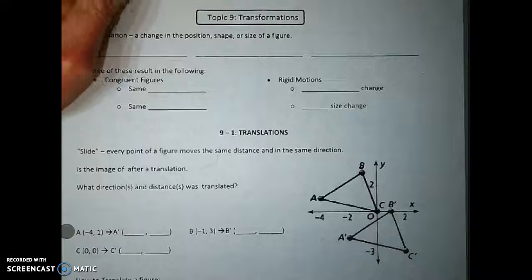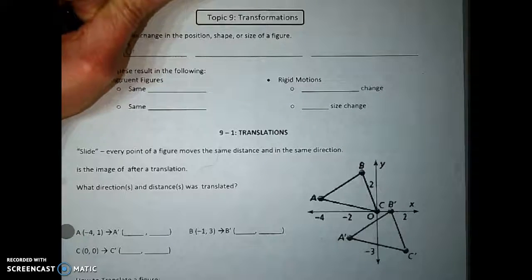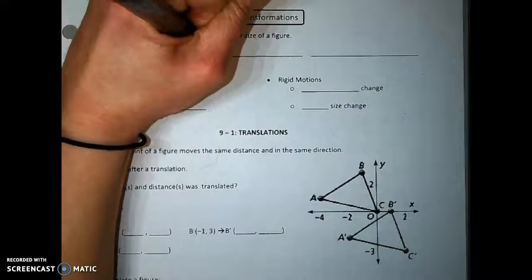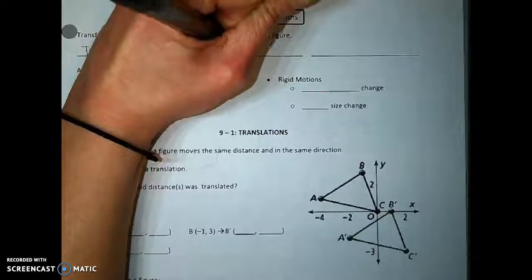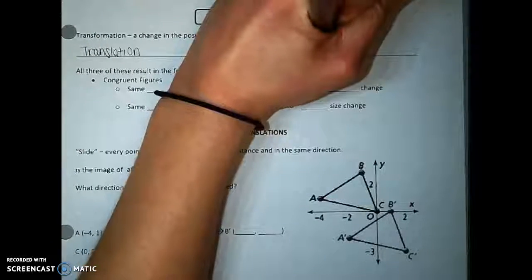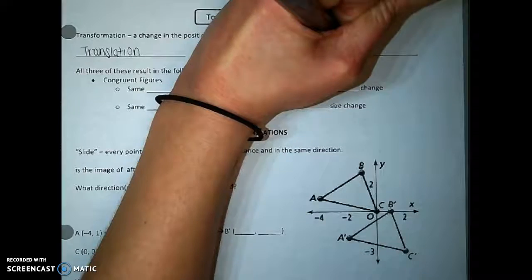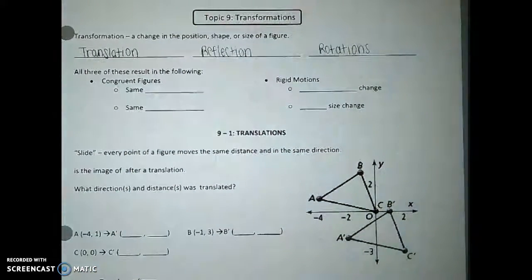On this topic, we're going to look at three specific types of transformations, and those types of transformations are translations, reflections, and rotations. Today we'll focus on translations and reflections, and then later we'll look at rotations.